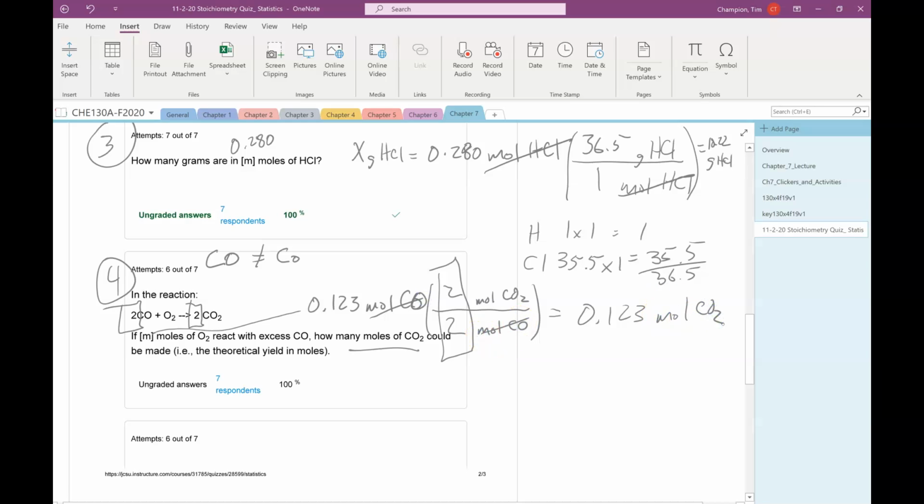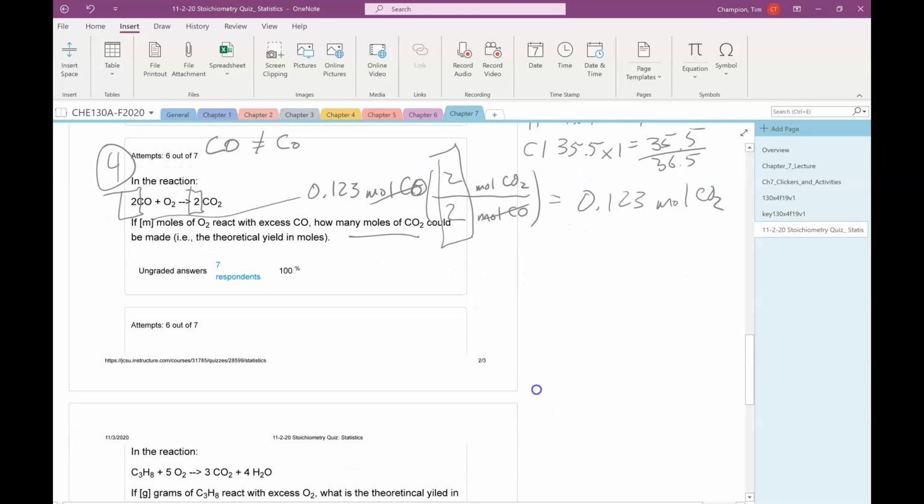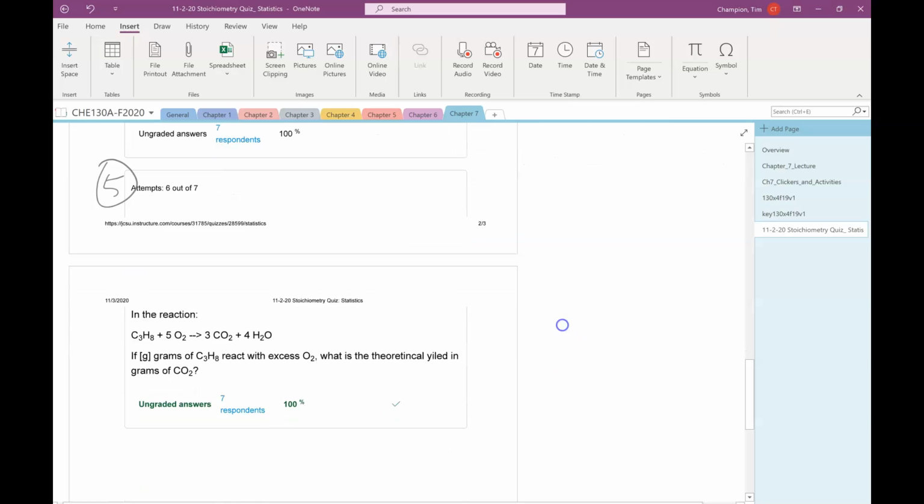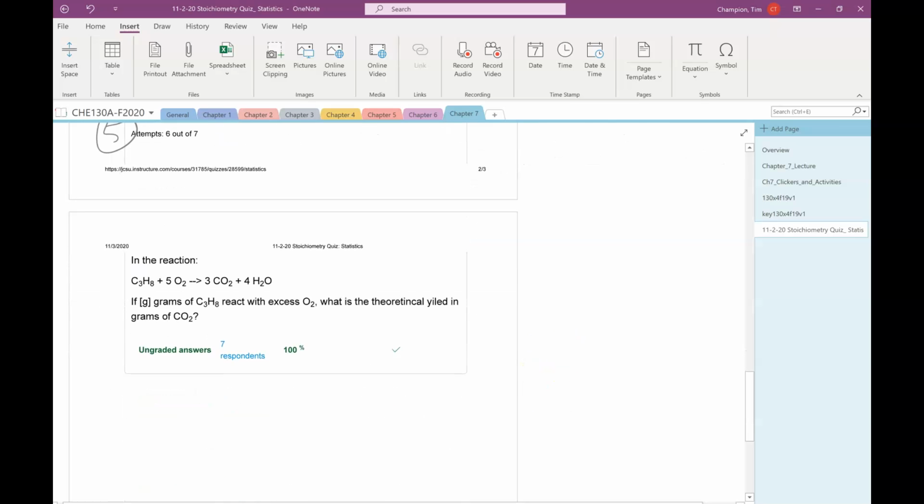And again, those of you who took this seem to do pretty well on it. All right, question 5 here was one where you're now asked to put that mole-to-mole relationship in a reaction together with the gram-to-mole conversions, going in both directions. And it looks like a bunch of you did well on this too.